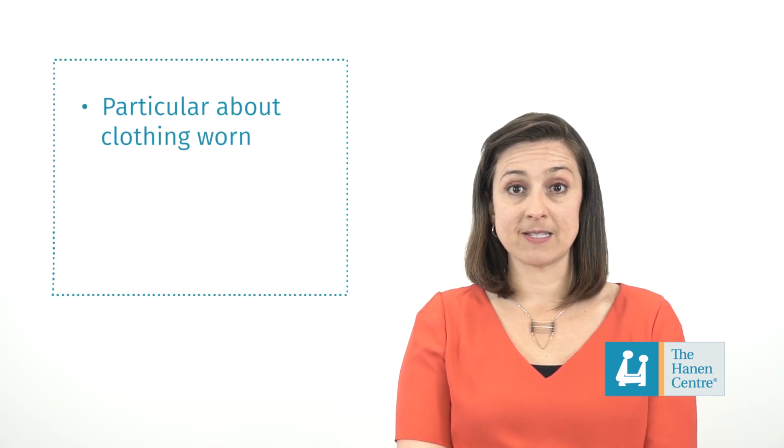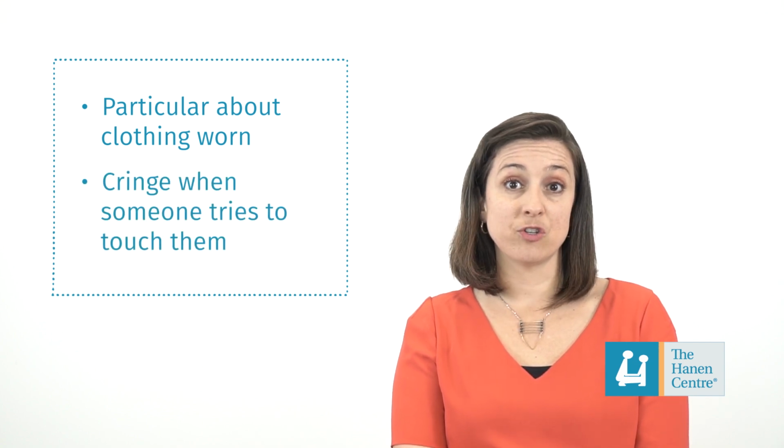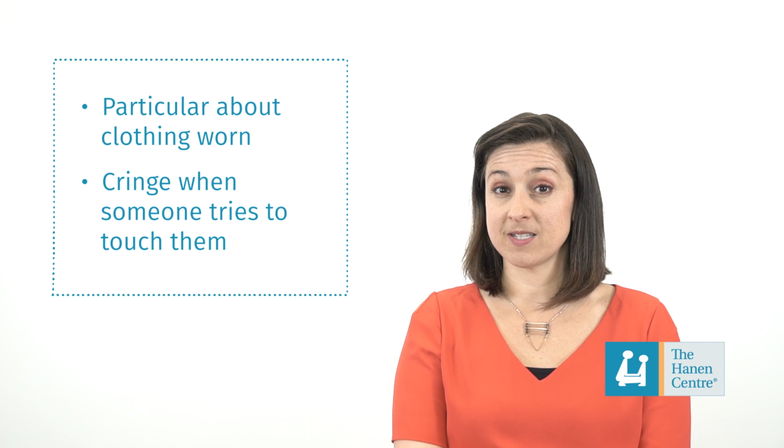A child who's oversensitive to touch might be very particular about the type of clothing they wear, maybe avoiding things like buttons, tags, and zippers. Or you might notice that they cringe or push away as someone approaches to touch them. You might also notice children who are oversensitive to certain smells or tastes.